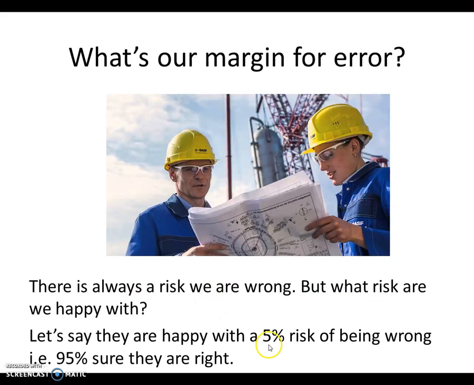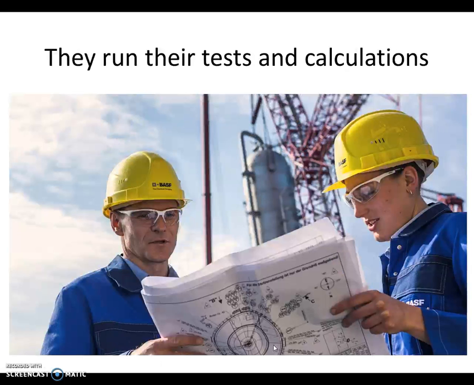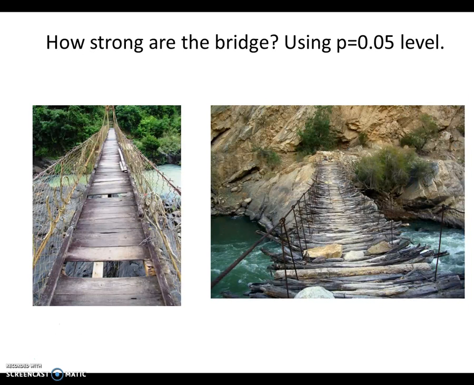Okay, so they're happy with a 5% risk. They run the calculations, they run the stats tests, and so they're using a probability level of 0.05. That means if you move the decimal place 2 to the right, that means they are using a 5% chance of being wrong, of error.